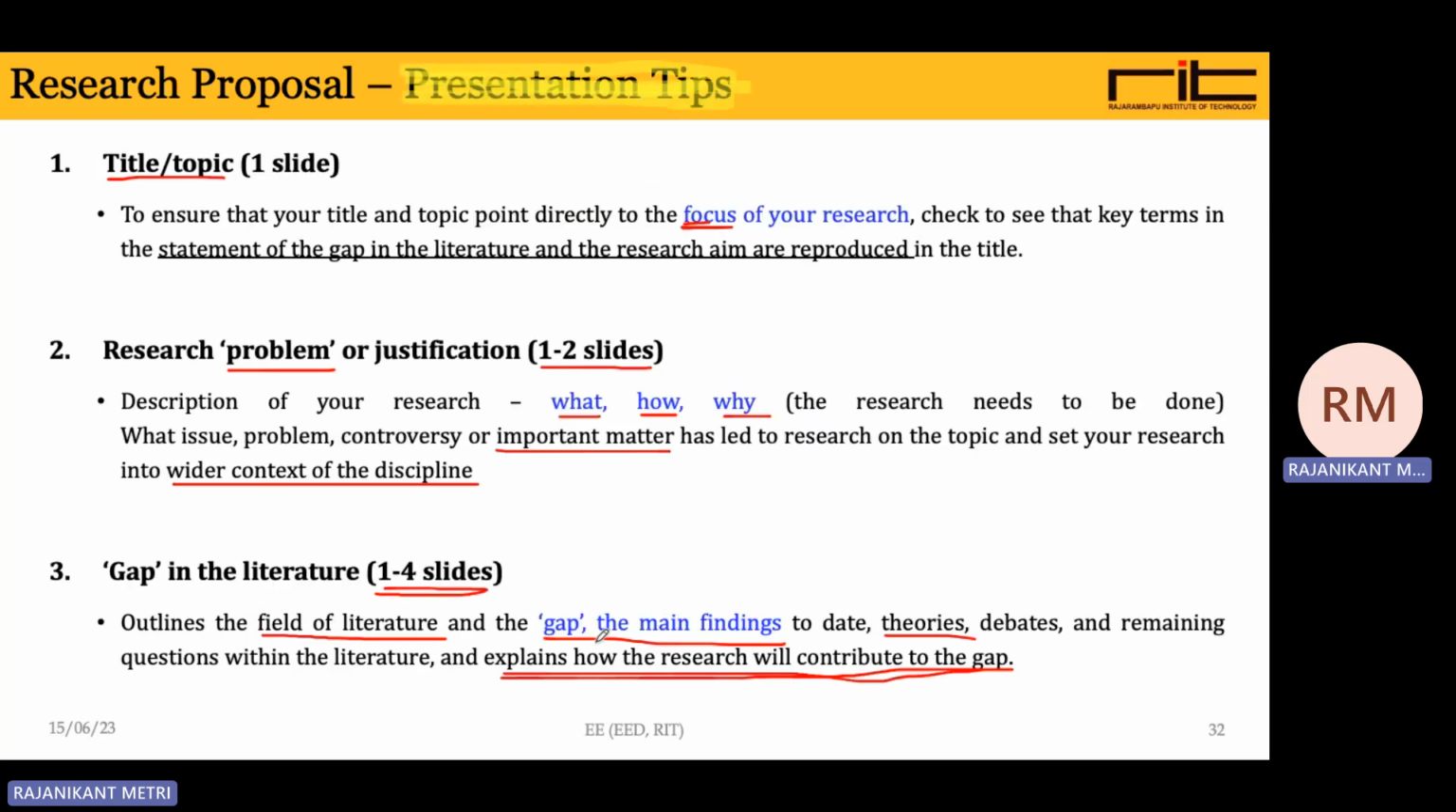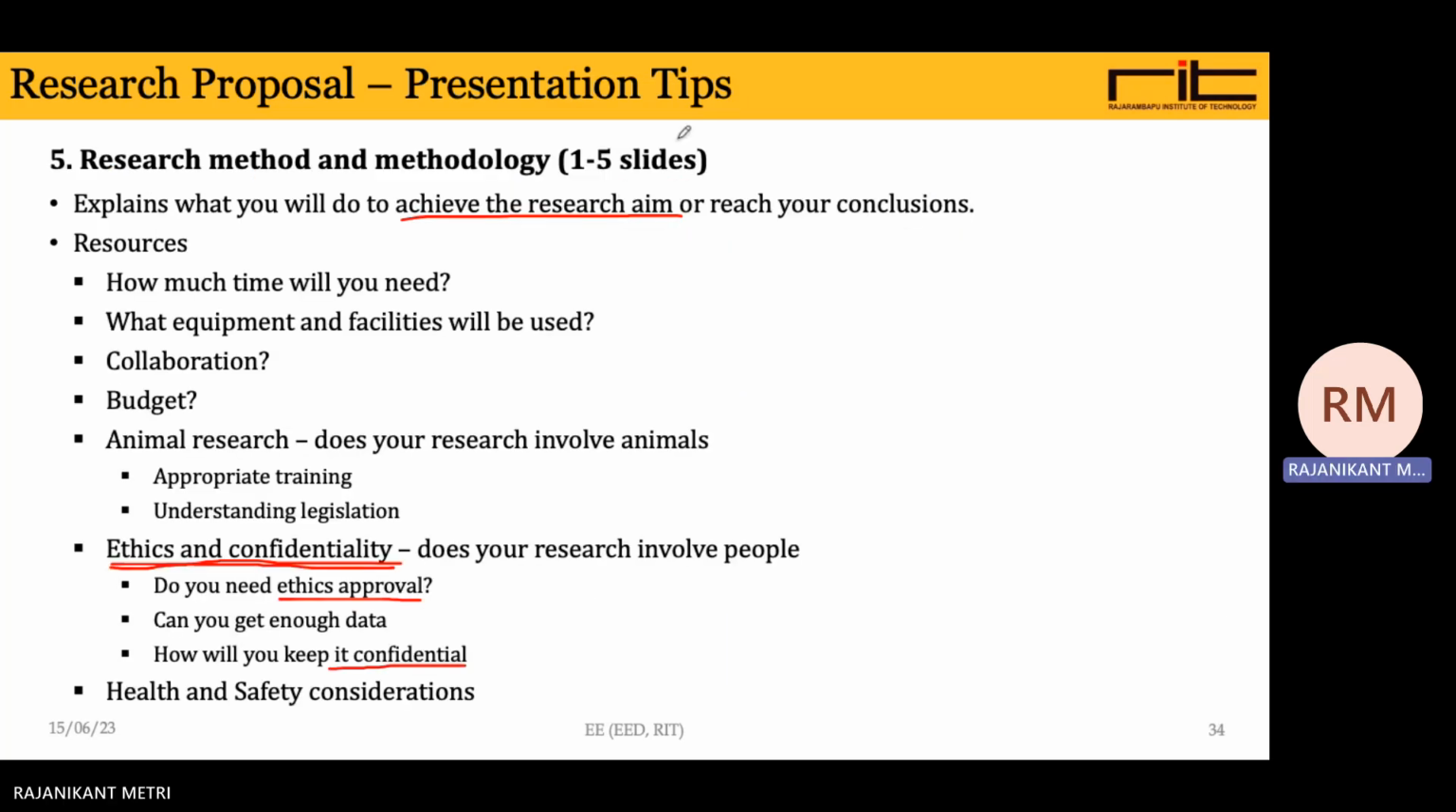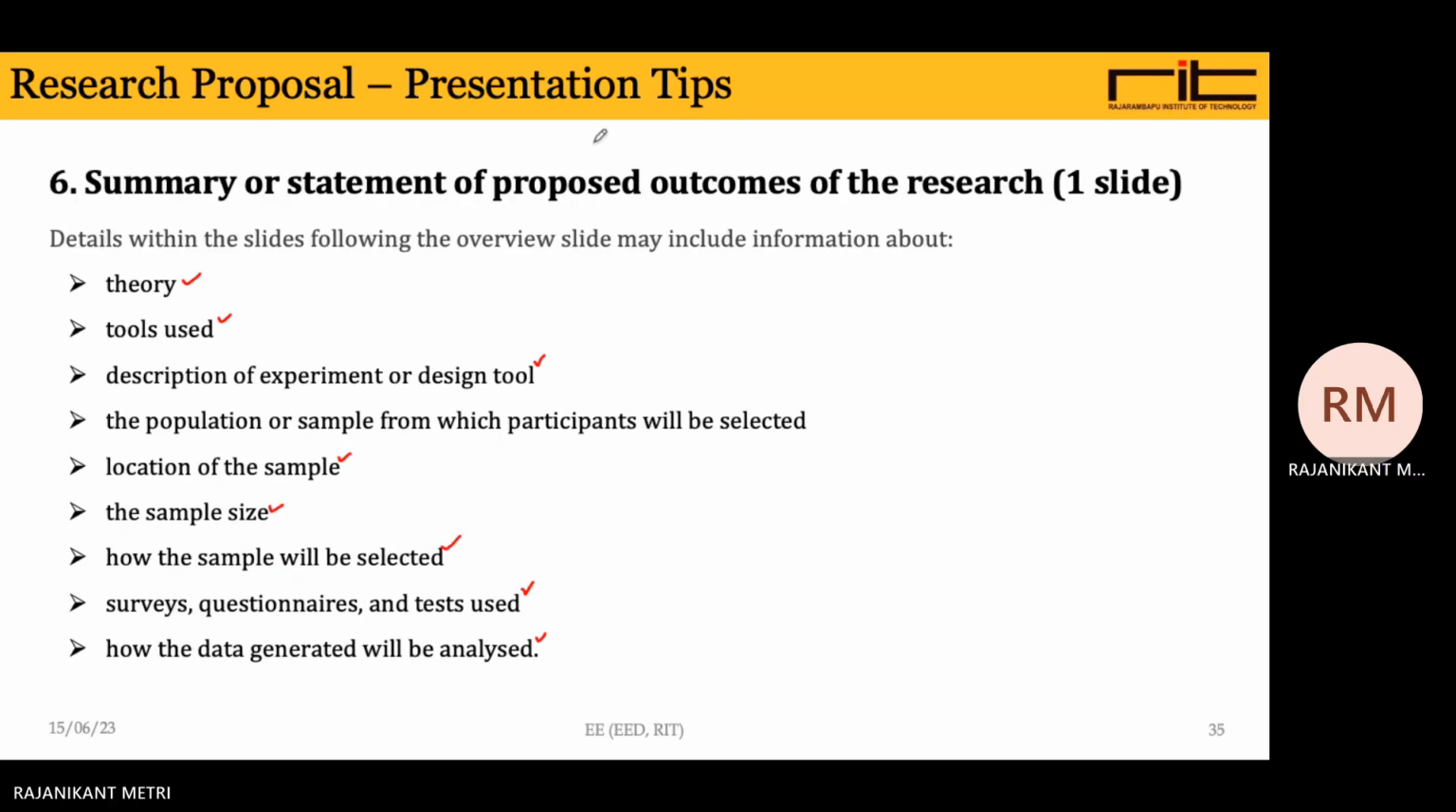So in total, if you see, one, and here two slides if you pick, so three, four, 7, 8, and 5, 13, and 14. And apart from this, if you want to include, you can add one slide for references. So a maximum of 15 slides can be used while presenting this research proposal.